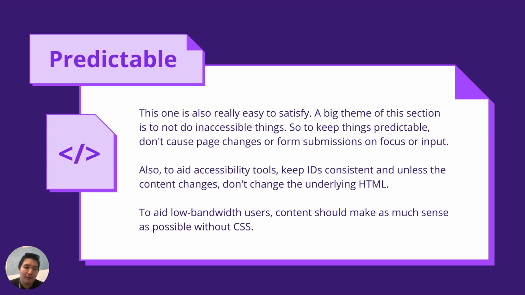Another part of understandability is that things are predictable. This one is also really easy to satisfy. A big theme of this section is just to not do inaccessible things. So to keep things predictable, don't cause page changes or form submissions on focus or input. Also, to aid accessibility tools, keep IDs consistent, and unless the content changes, don't change the underlying HTML. So yeah, really just don't mess around with things.